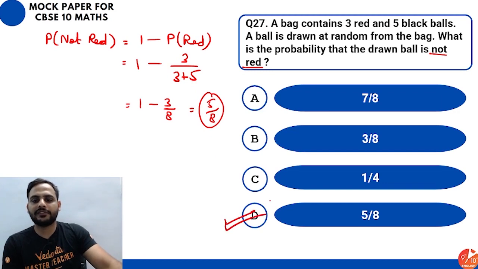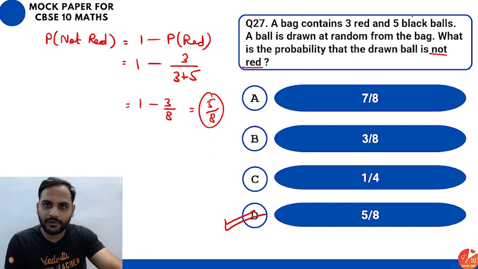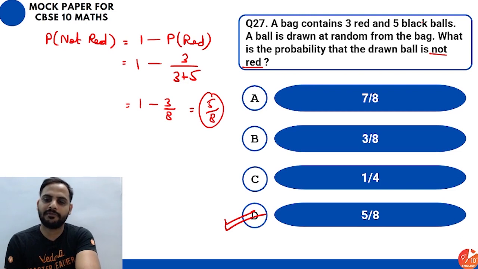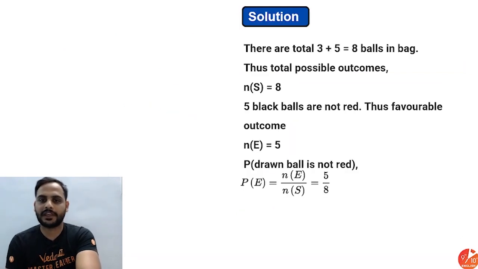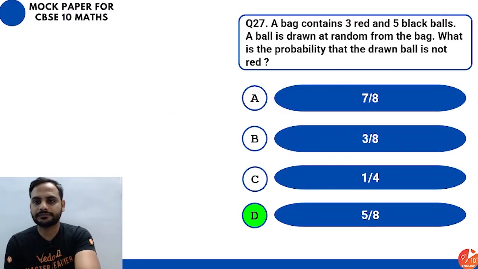Or directly you can say how many balls are not red? 5 balls are not red. 5 divided by 8. 5 by 8 will be your answer. Anyway, it can be done. Okay?